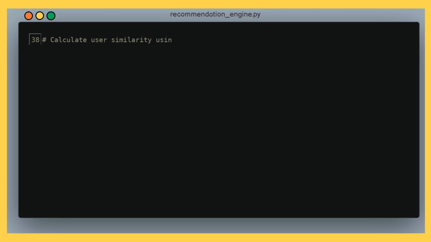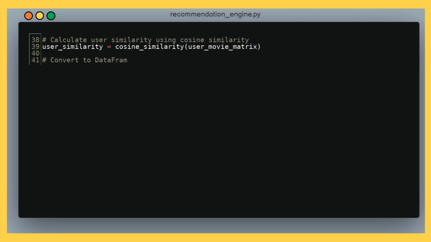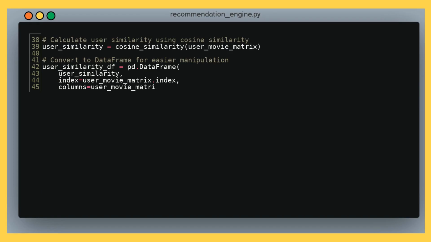Now we calculate user similarity using cosine similarity. This gives us a score from 0 to 1 for how similar each pair of users is. Higher score means more similar taste.